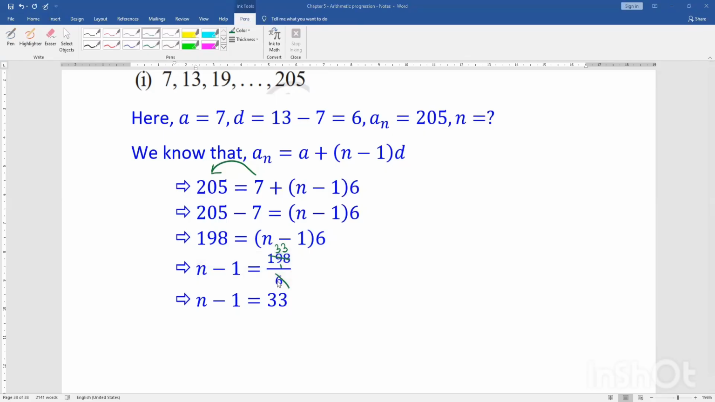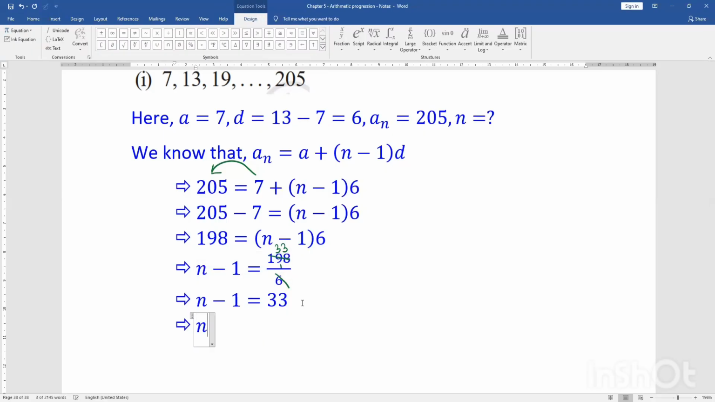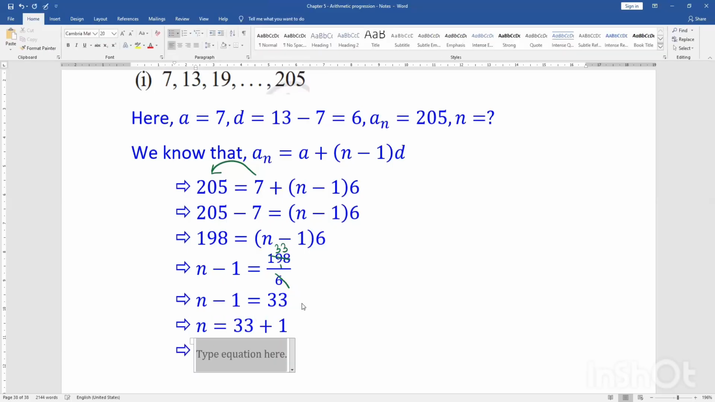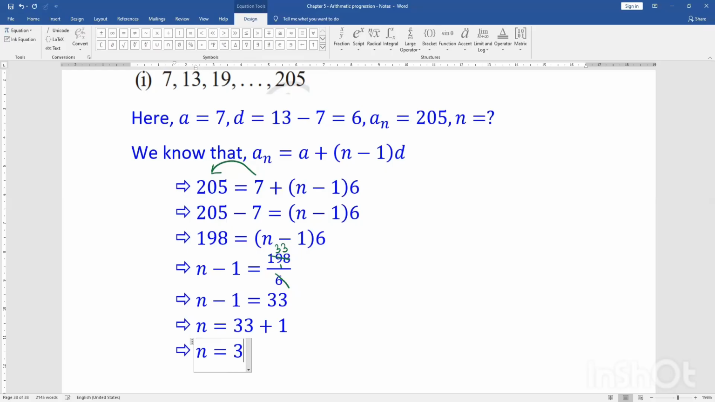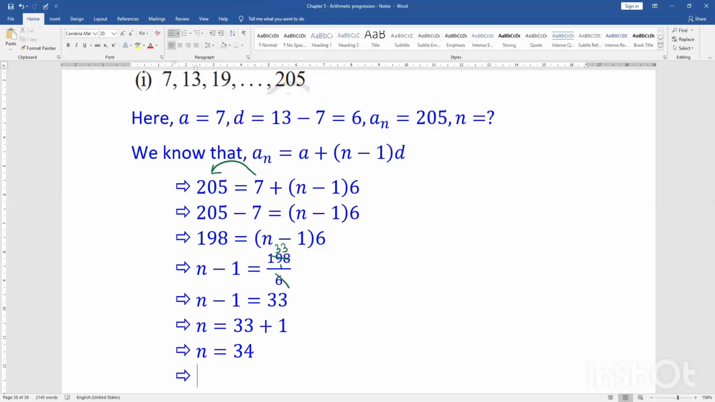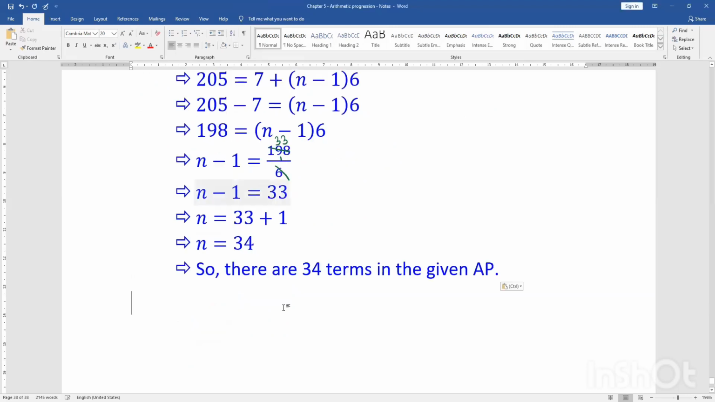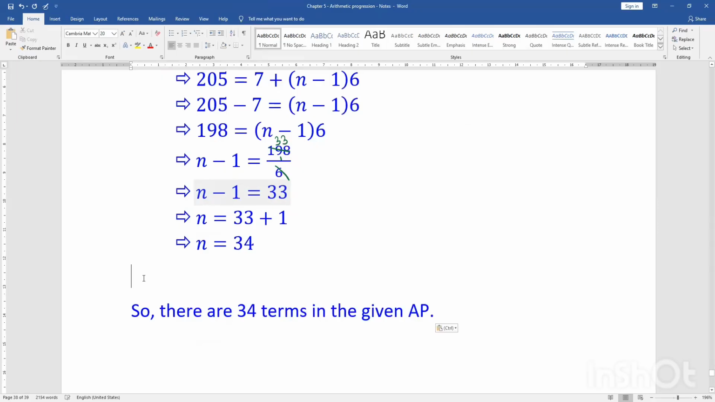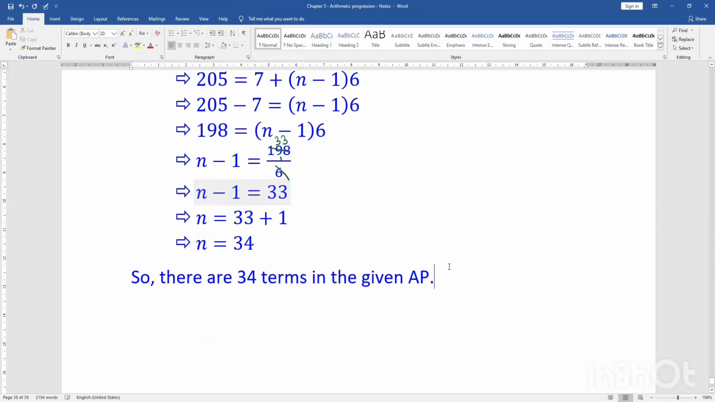And the next step, we get n equals 33 plus 1, or I can get n is equal to 34, right? So that means how many terms are there now? What's your conclusion now? There are 34 terms in the given AP. So that is your final conclusion.